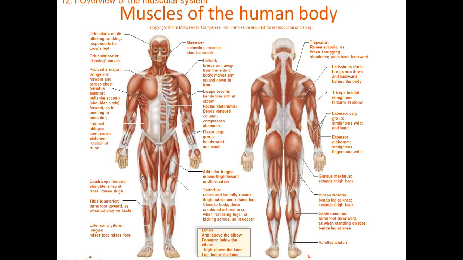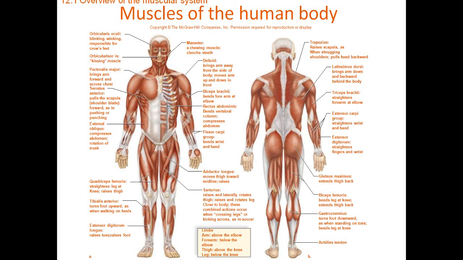Orbicularis oculi goes around your eye. If you squint it up, that's where you get crow's feet. Orbicularis oris, and that's a typo there, goes around your lips, that's a kissing muscle. The masseter is a chewing muscle and allows us to clench our teeth. Pectoralis major is the big muscle in your chest. Serratus anterior allows you to punch.